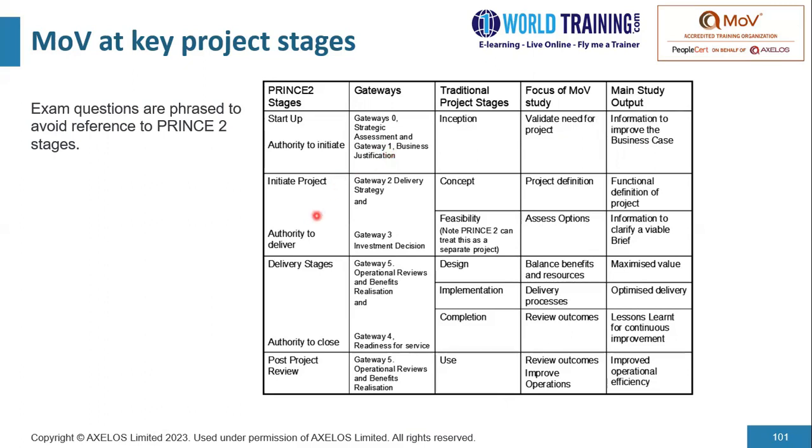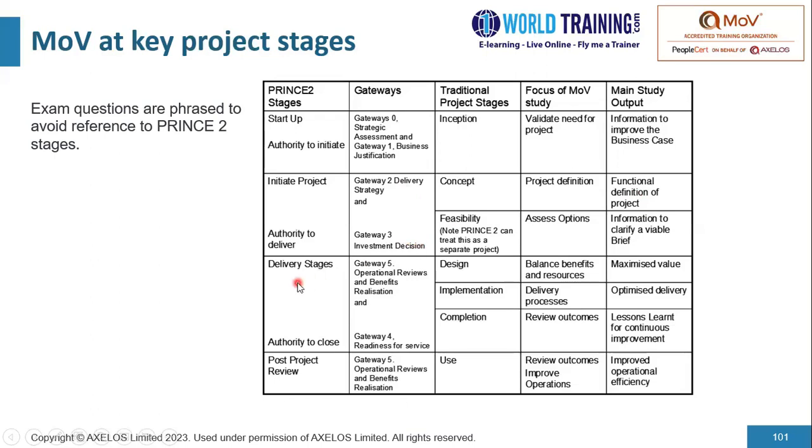And when we come to phase number 2, let's say initiating a project, traditional project stages could include a concept stage or a feasibility stage. The focus of MoV is defining the project and assessing the various options. The main study output would be a functional definition of a project, information to clarify a viable brief, and relevant gateway reviews could be gateway review 2, wherein we're checking if the investment has a delivery strategy, and this could give a go-ahead decision. And then as a part of gateway review 3, we are making an investment decision.